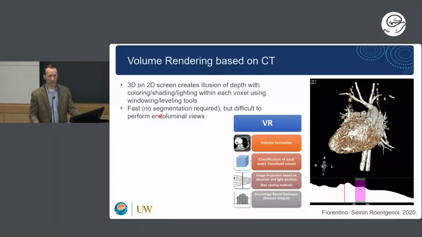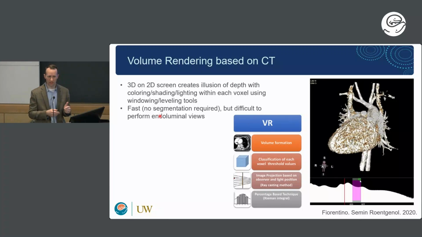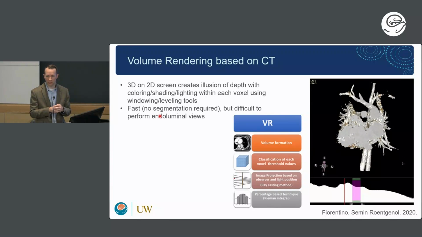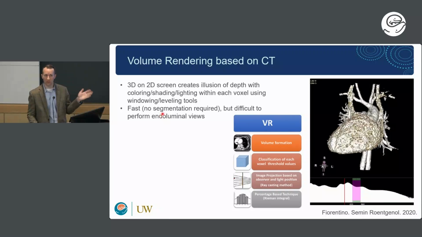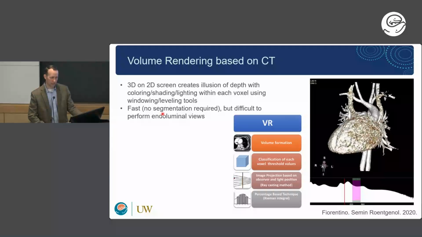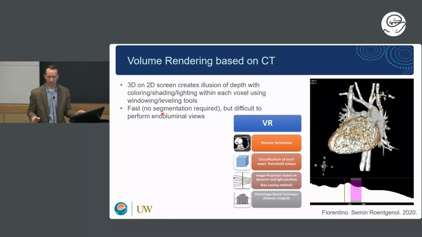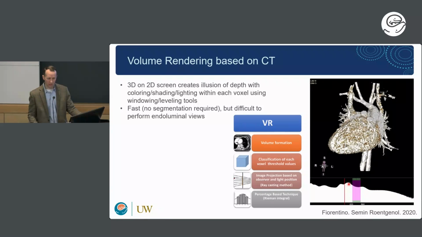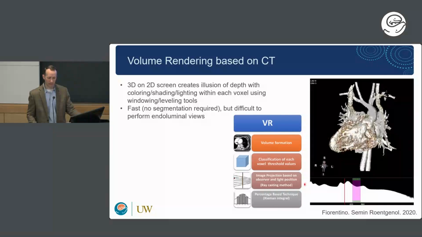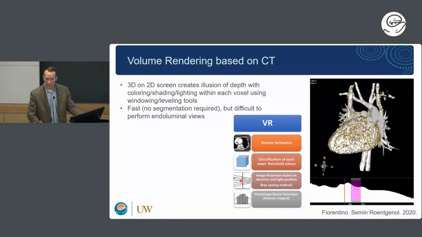The quickest way that we can show this in our conferences is something called volume rendering. It creates the illusion of 3D on a 2D screen. It uses lighting and shading techniques to make something on a 2D screen look more 3D. So this is pretty fast. There's not a lot of segmentation or post-processing required. One of the problems, though, is it's difficult for us to really get true endoluminal views. You can see in the beginning of the clip, you can window level this to try and get a better view of things. But this is one of our quickest things that we can do in conference.